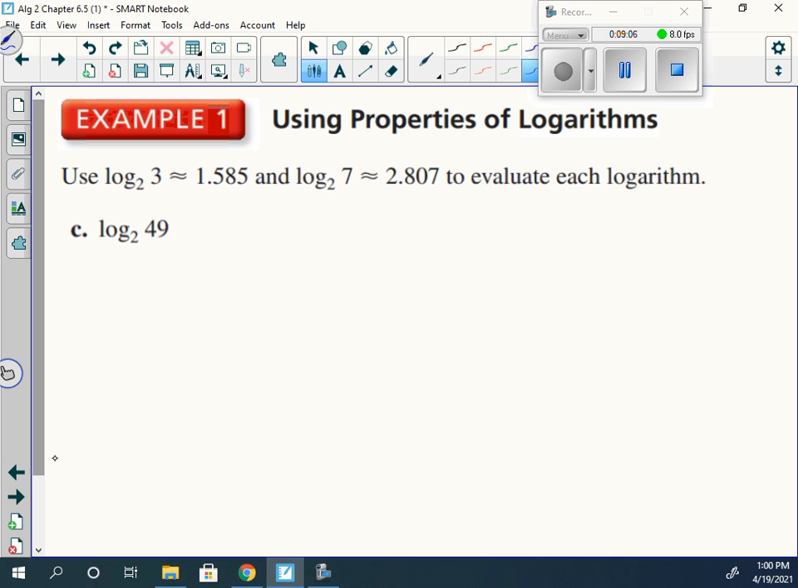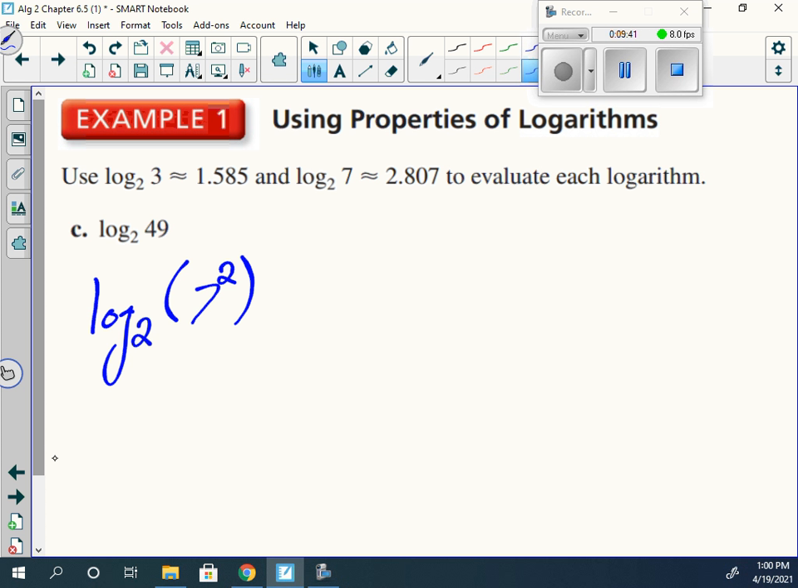Let's look at this one here. So we have log base 2 of 49. So we want to rewrite 49 either using 3 or 7, or using both. So how can we rewrite 49 using 3 and 7? 49 would be the same as what? 7 and 7, or 7 squared, because either one works. We'd get the same thing.